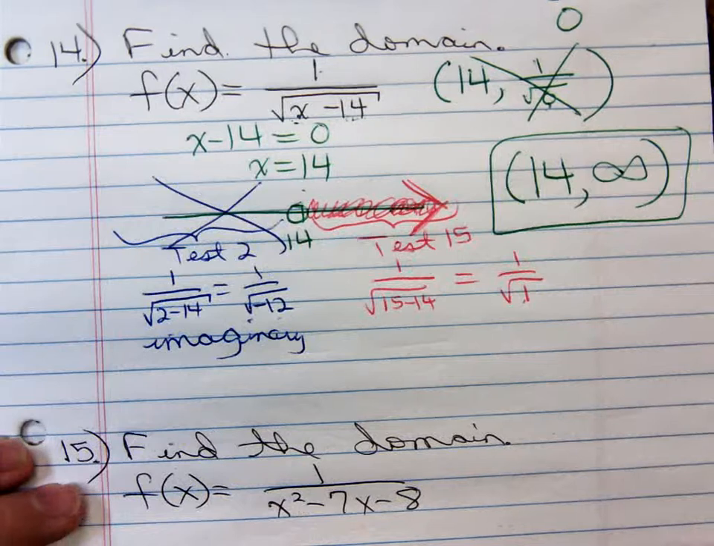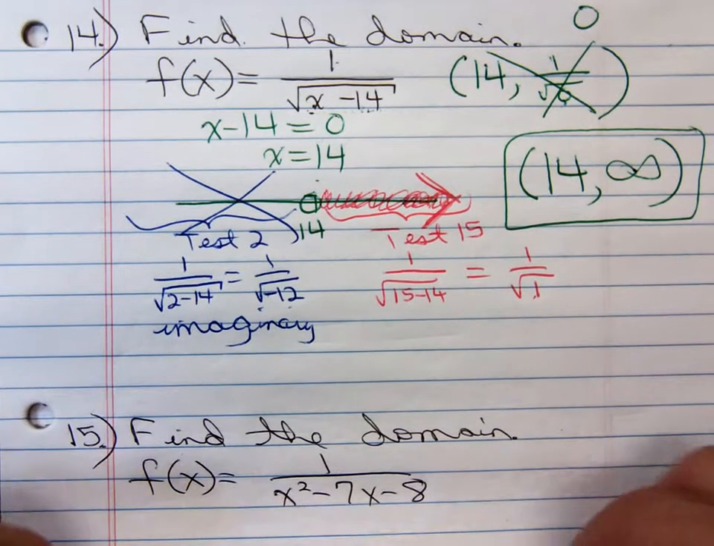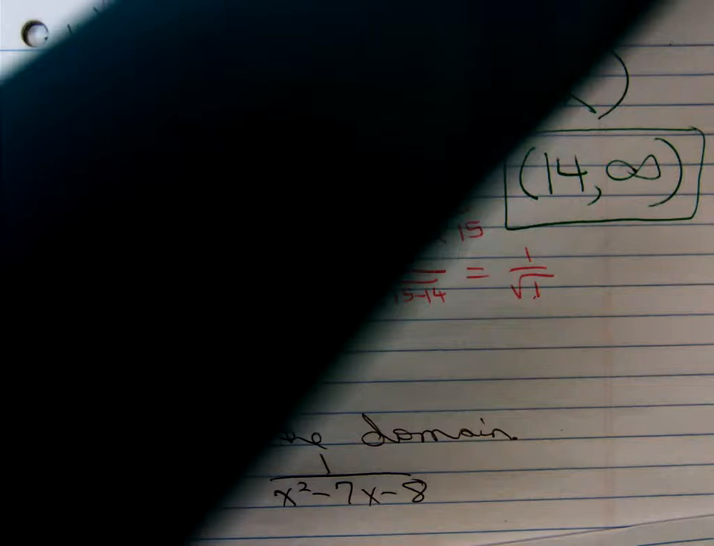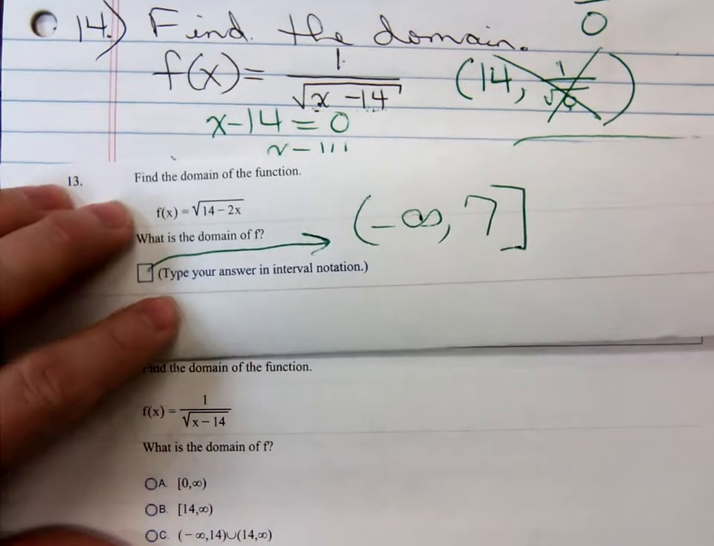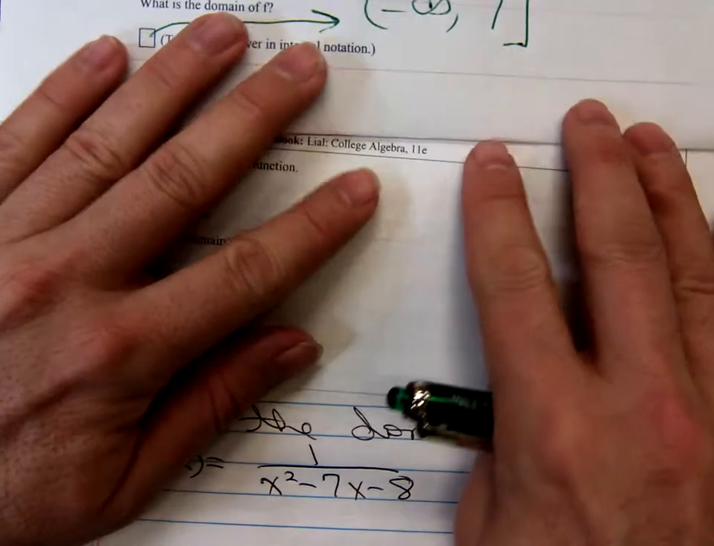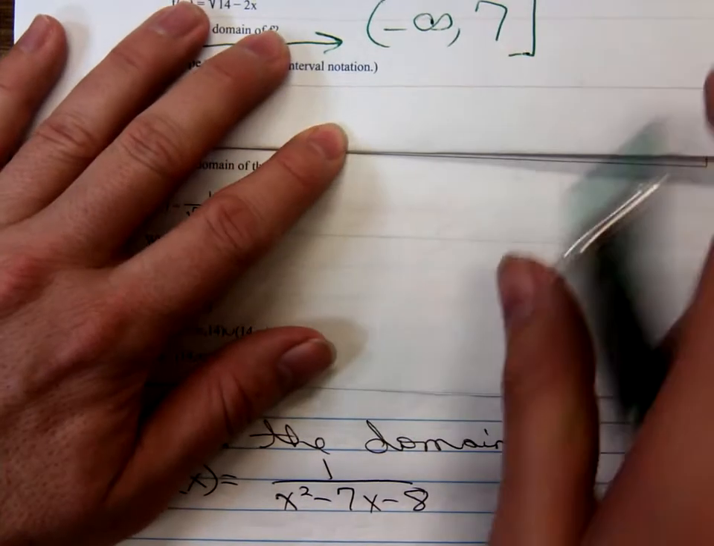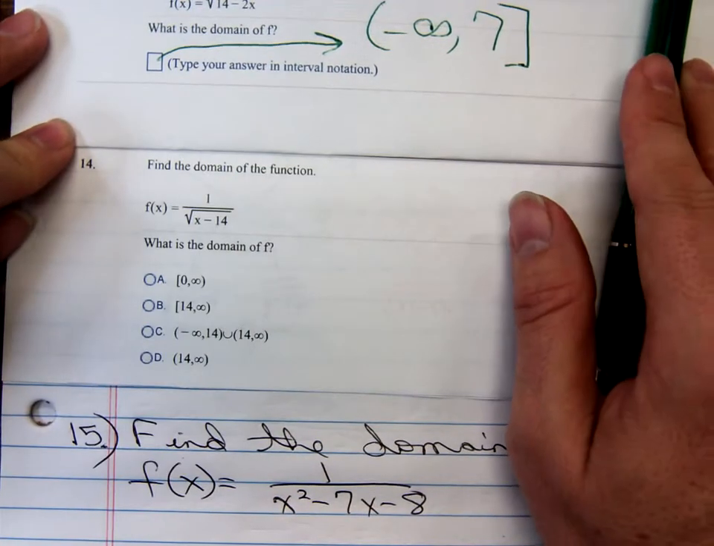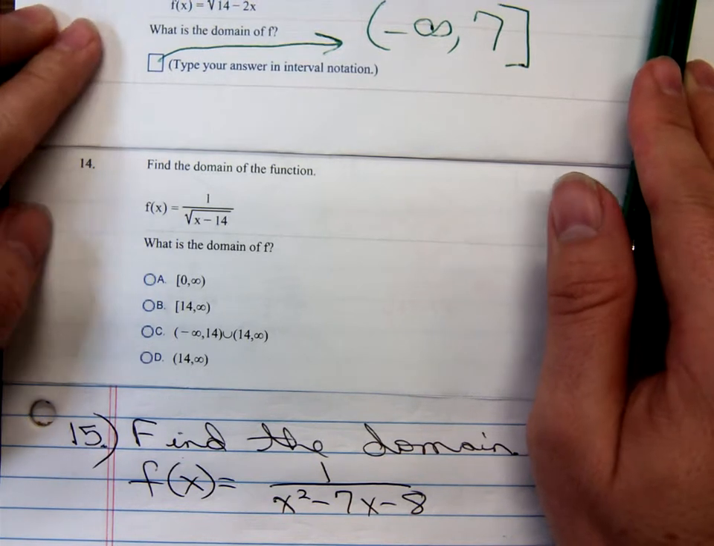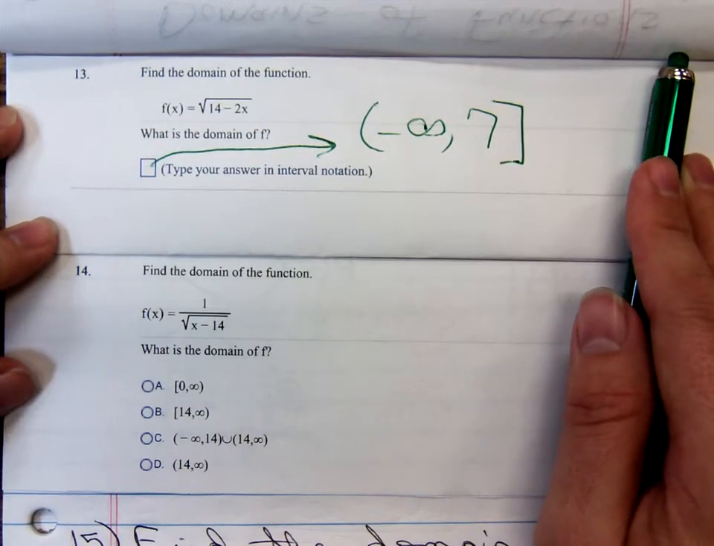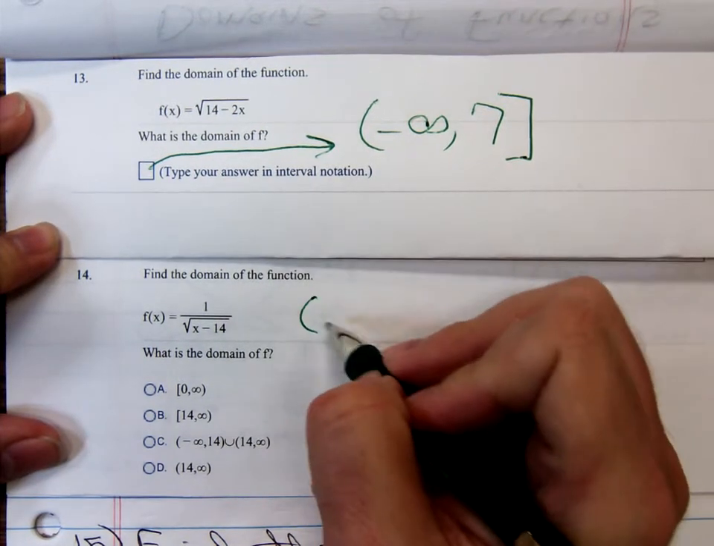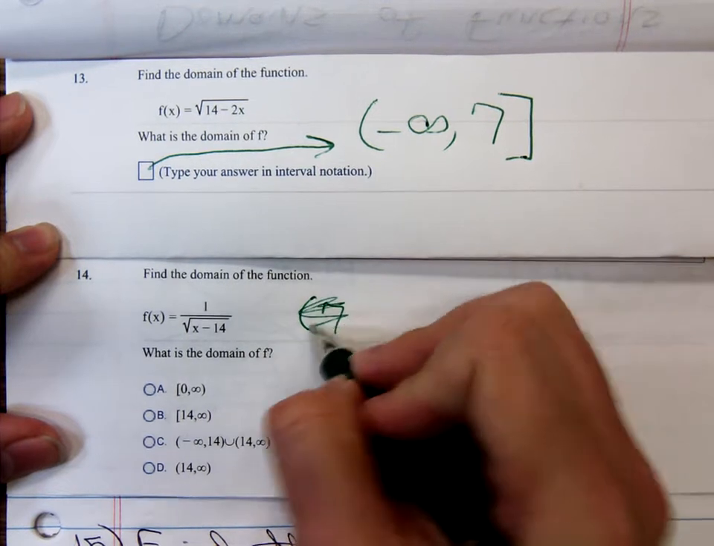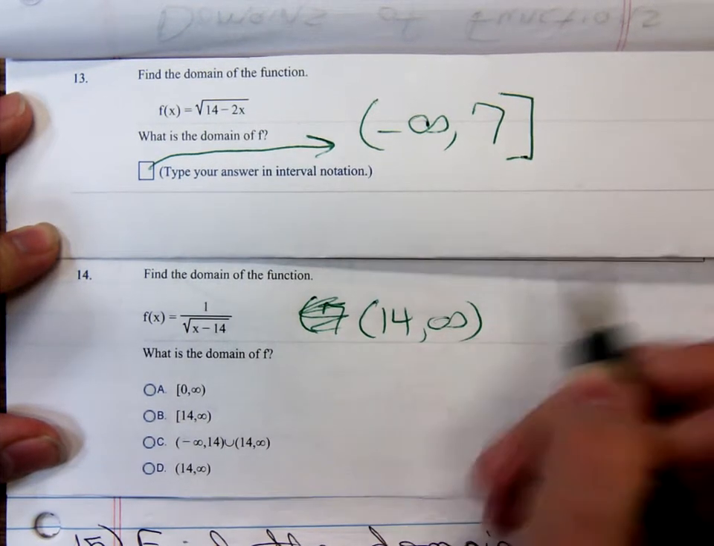Compare 13 and 14. Here's 13, here's 14. What's their big difference? Here you said it's going to be 14 to infinity. What's the difference? Why are we using a bracket there and a parenthesis there?